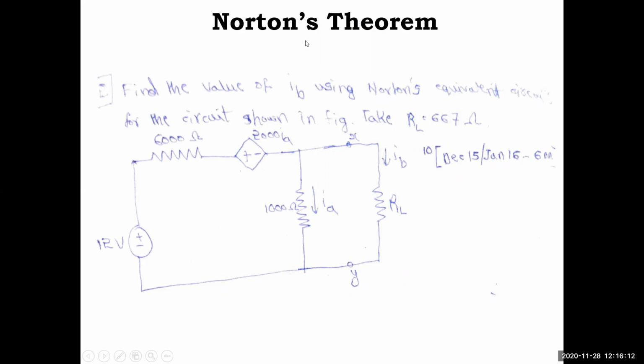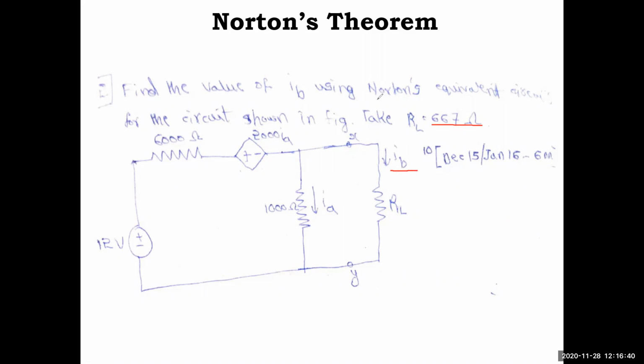So this is the circuit they have given. It has a 12 volt source, 6000 ohm, 2000 IA, 1000 ohm, and here the current IA is shown, which is the controlling variable of this dependent voltage source. And this is the load resistance RL, whose value is 667. We need to find the current IB in this. Current IA flows in this branch, IB flows in this branch.